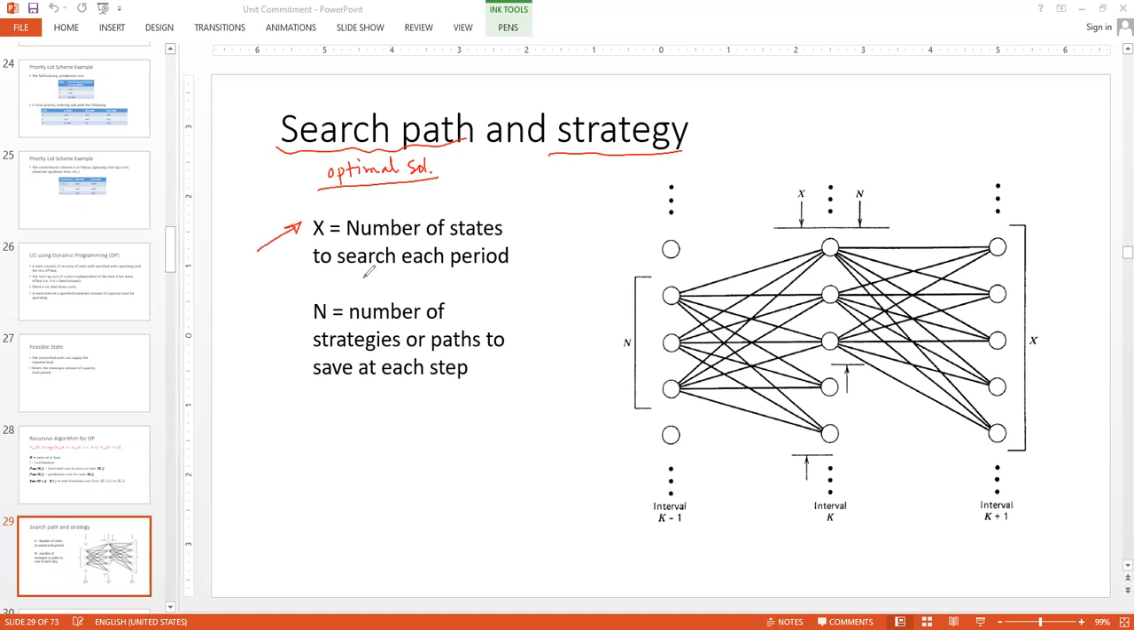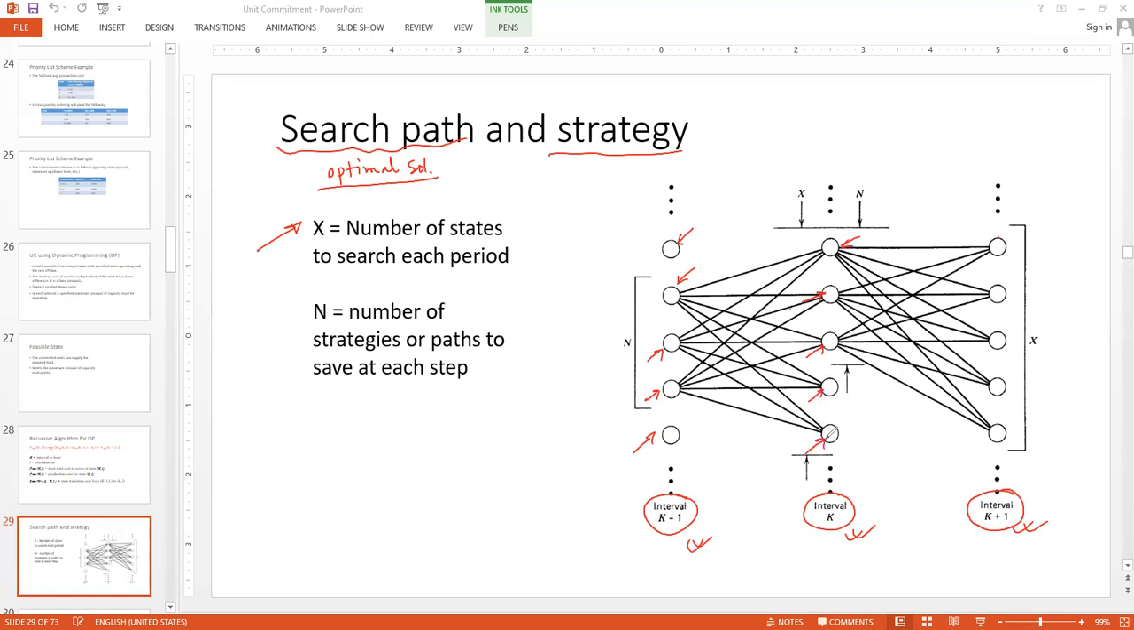X is the number of states to search at each period. So you can see clearly, this is our X. So let's say this is interval k, the current interval, this is the previous interval, this is the next interval, k plus 1. So these are the intervals. At each interval, you can see several nodes, 1, 2, 3, 4, 5. Here also 1, 2, 3, 4, 5, 1, 2, 3, 4, 5. So the 5 nodes are nothing but the different states. Okay, different states. So then what is X?